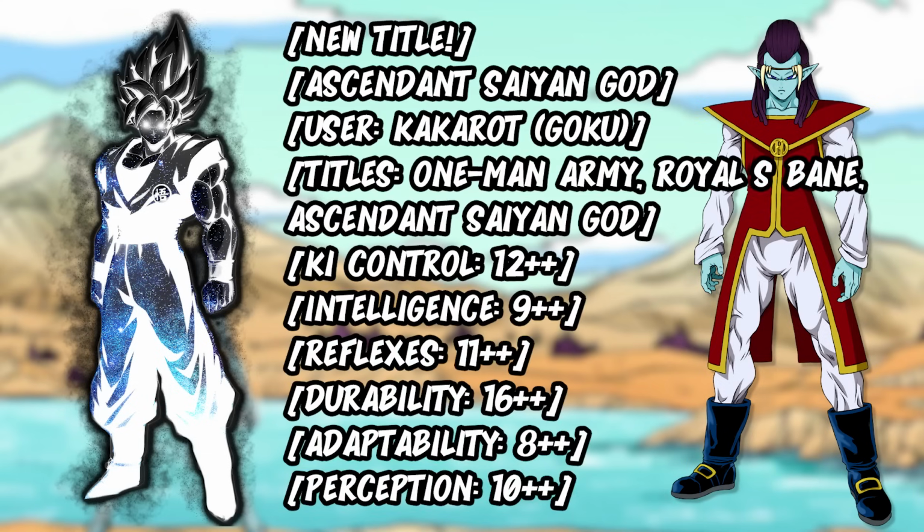New title, Ascendant Saiyan God. User, Kakarot (Goku). Titles, One Man Army, Royal's Bane, Ascendant Saiyan God. Key control, 12++. Intelligence, 9++. Reflexes 11++, durability 16++, adaptability 8++, perception 10++.